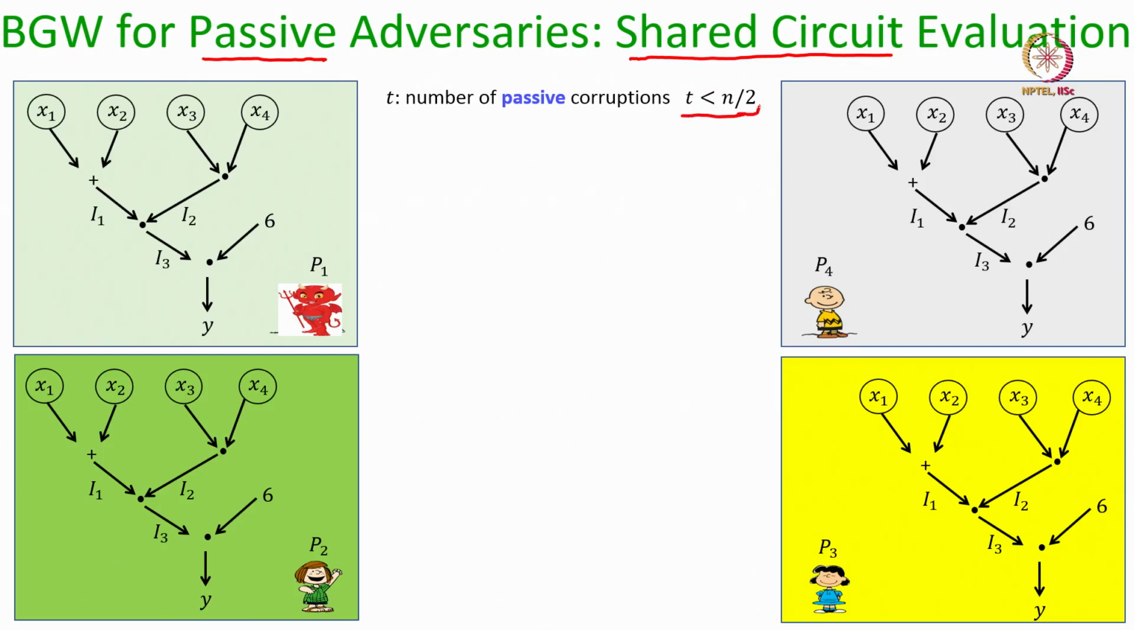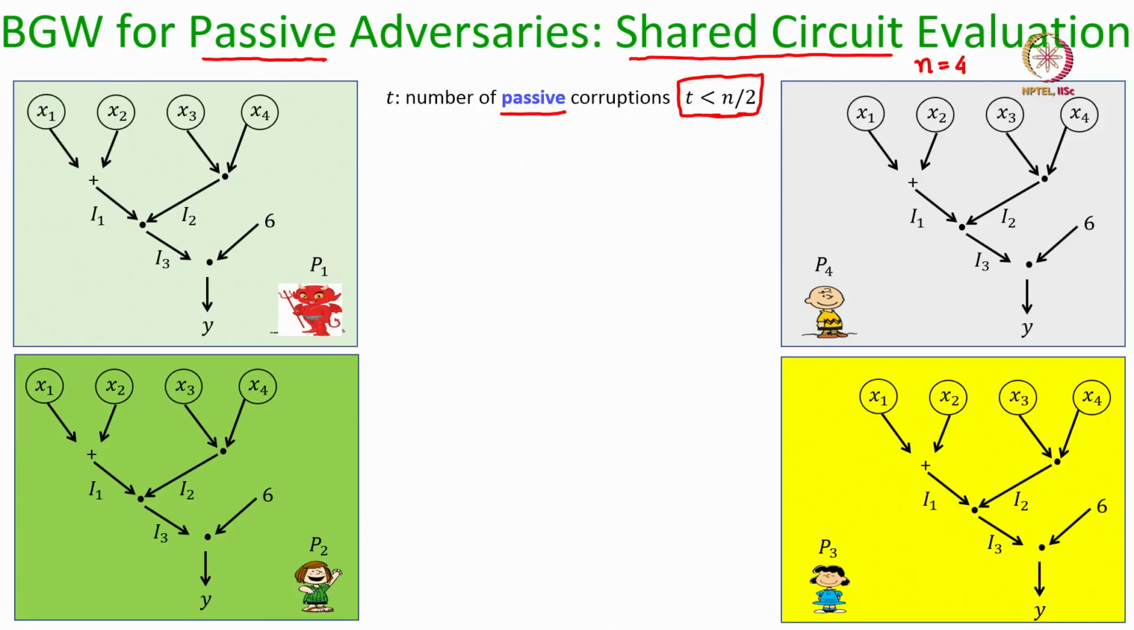You might be wondering why this number T less than n over 2. Again, in the first part of the course, we have proved that this condition is a necessary condition if you want to design a perfectly secure MPC protocol in the presence of T passive adversaries. Okay. So, that is why if you have n equal to 4 parties, at most one of those 4 parties can be passively corrupt, then only the BGW protocol will provide you all the guarantees. If more than one party gets passively corrupt, then the protocol may not provide you the required security guarantees.